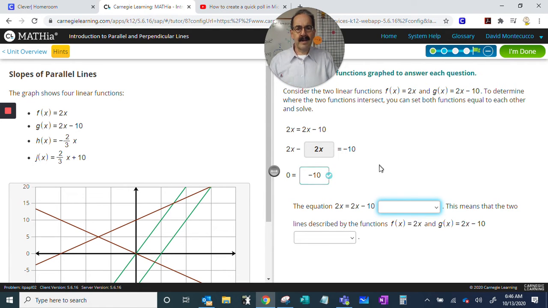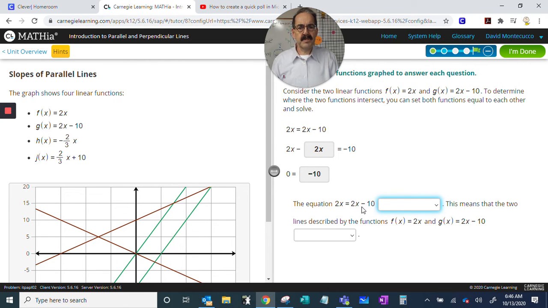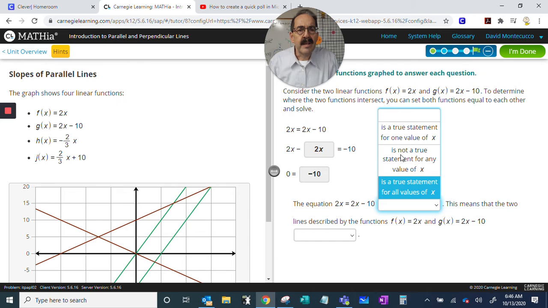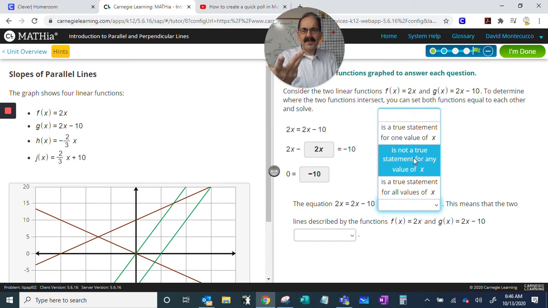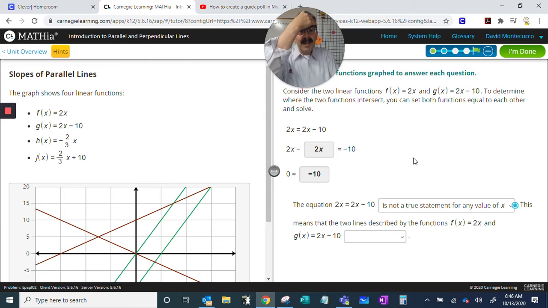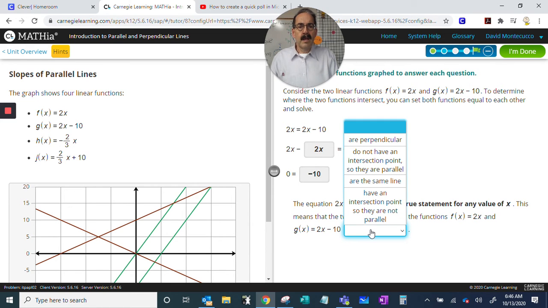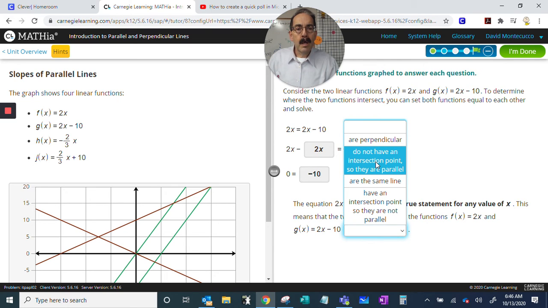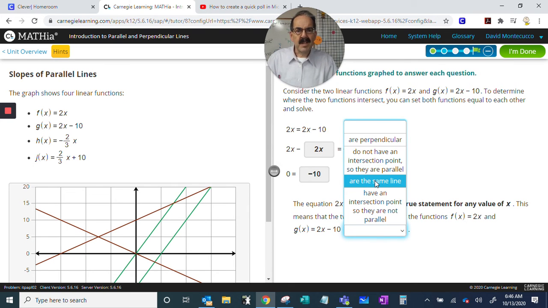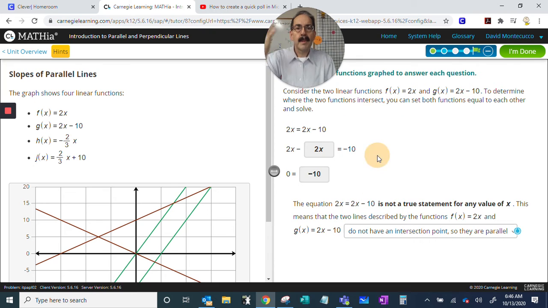and it's correct. The equation 2x equals 2x minus 10 is not true because 0 is not equal to negative 10. So, wow, I got that right. This means that the two lines described by the functions 2x and 2x minus 10, they're parallel lines. No, they do not have an intersection point, so they're parallel. They never touch. They are the same line. That can't be the same line. Have a point. There it is.